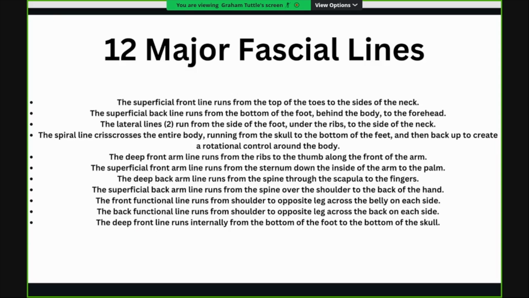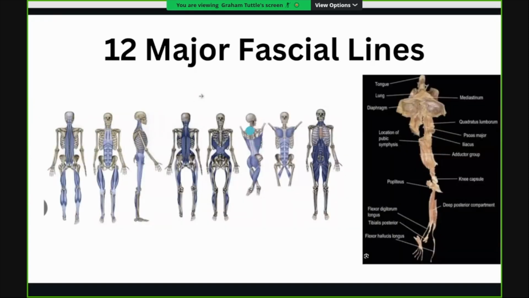The superficial back arm line runs from the spine to the scapula to the fingers along the top. It runs from the spine over the shoulder to the back of the hand. So you start to see the back of the body. And the front functional line runs from the shoulder to the opposite leg across the belly on each side. So this would be the front functional line here, and the front and the back functional lines.